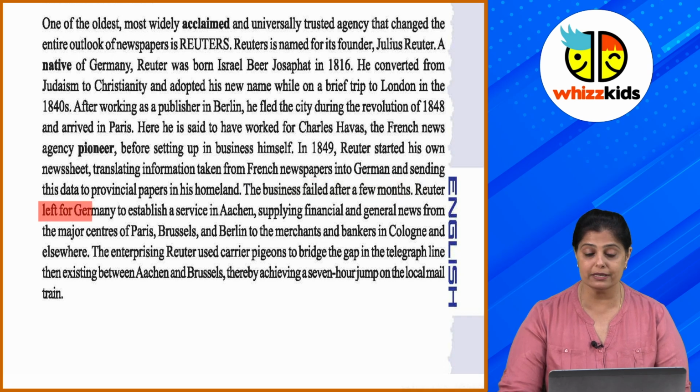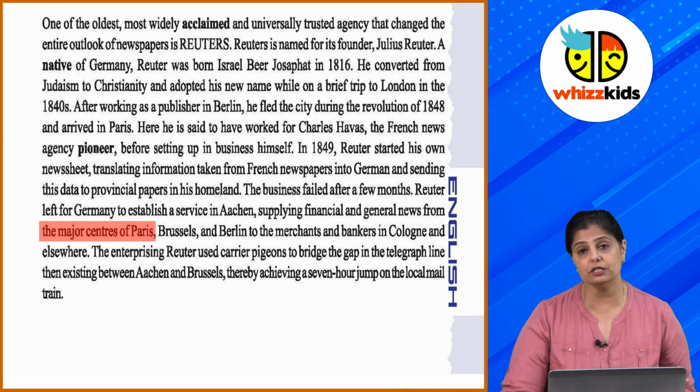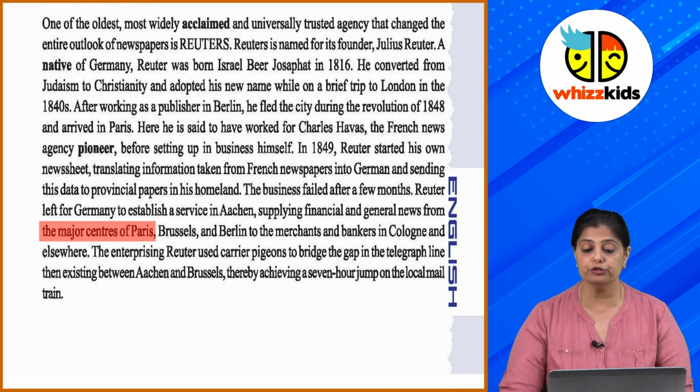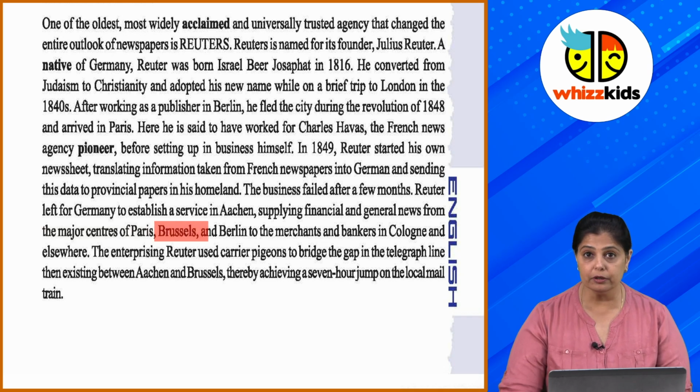Reuter left for Germany to establish a service in Aachen, supplying financial and general news from the major centers of Paris. So he kept on trying his best, although this business was not successful. Now he went back to Germany and he established a service in Aachen, okay. Now he supplied financial and general news from the major centers of Paris, Brussels and Berlin to the merchants and bankers in Cologne and elsewhere.